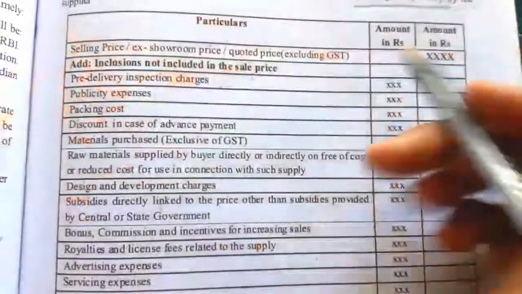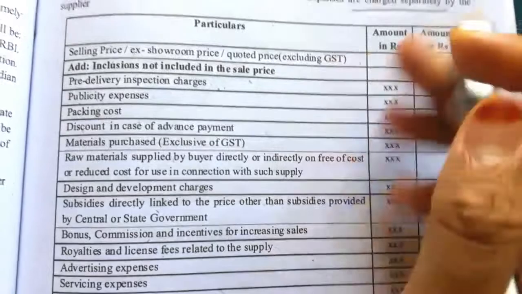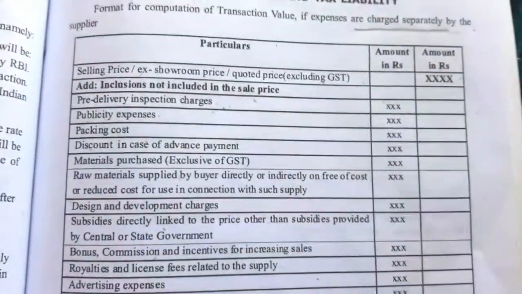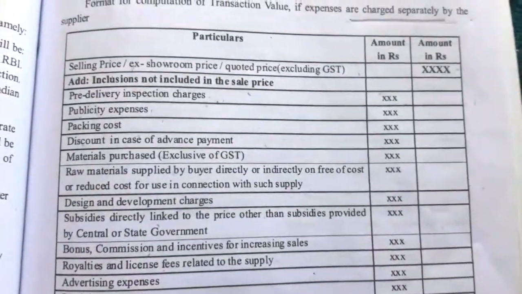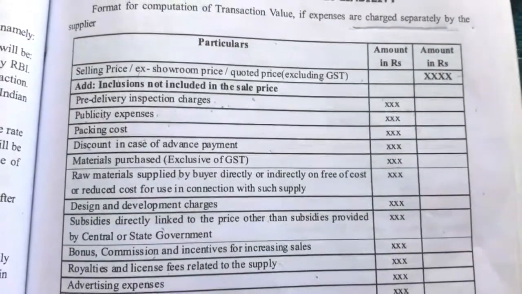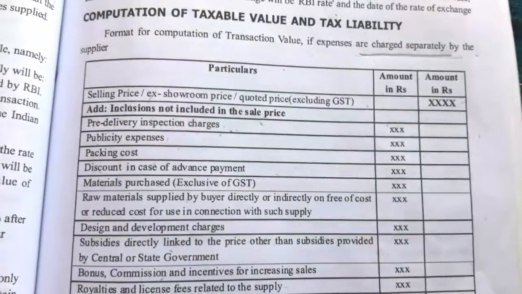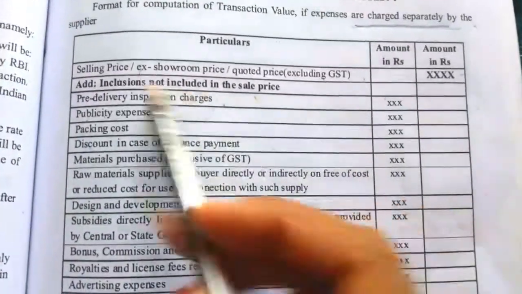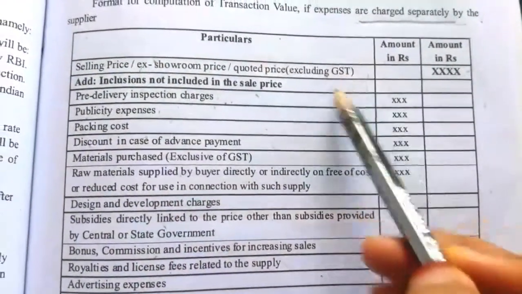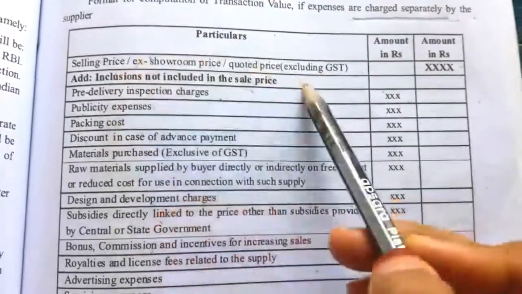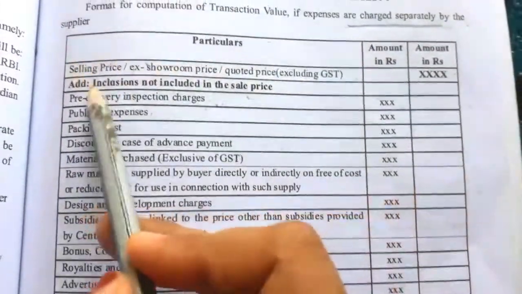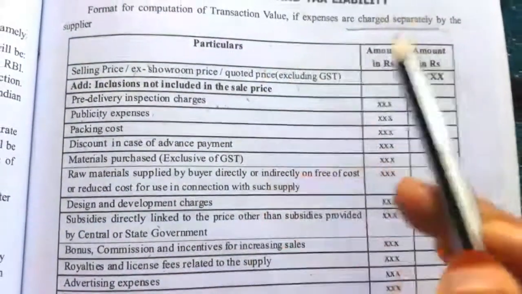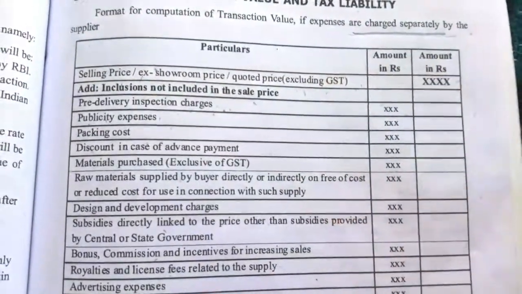This selling price should be excluding GST. Here we are calculating the transaction value or taxable value for computing the GST. So while taking the selling price we should exclude the GST. If in the question they have given the selling price including the GST, then we have to deduct the GST part and write the selling price.